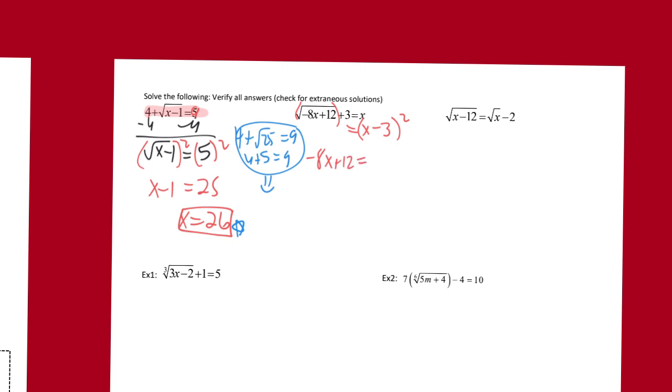On the right side, you have to FOIL it out. So you're going to take x minus 3 times x minus 3. I'm going to FOIL it out. I get x squared, and you're going to get negative 3x and negative 3x again. So it's going to be negative 6x, and you're going to get plus 9.